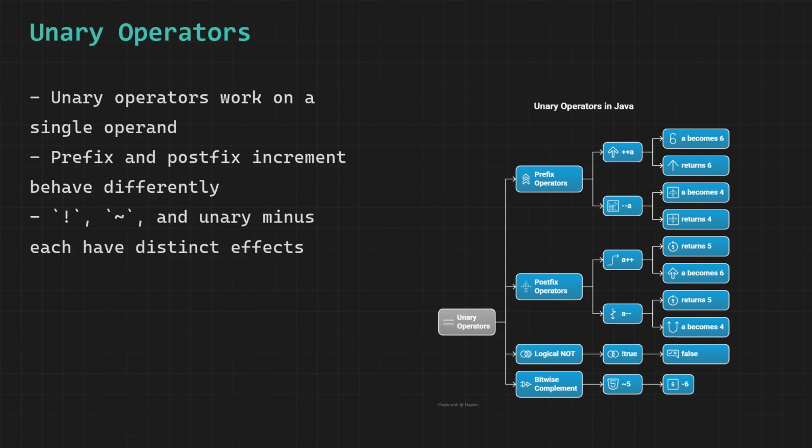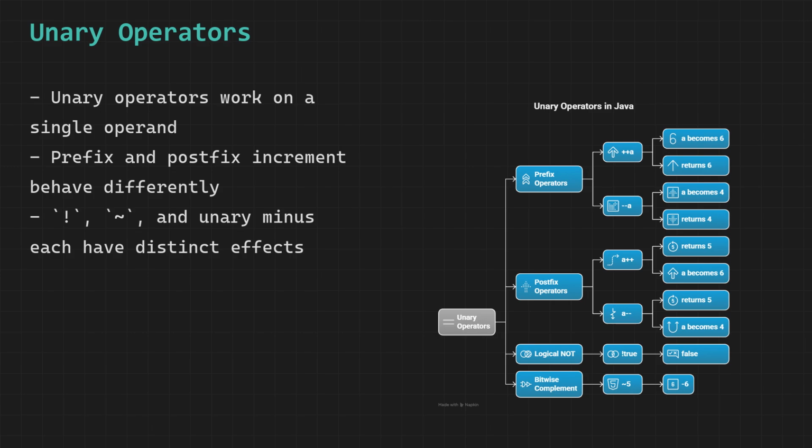Unary operators are unique because they need only one operand to work, unlike arithmetic operators that need two. Looking at the diagram, 6 unary operators are listed, but the most important and most commonly confused ones are double plus and double minus. The increment double plus operator adds 1 to a variable and decrement double minus subtracts 1. Simple enough. But each has two forms that behave very differently.